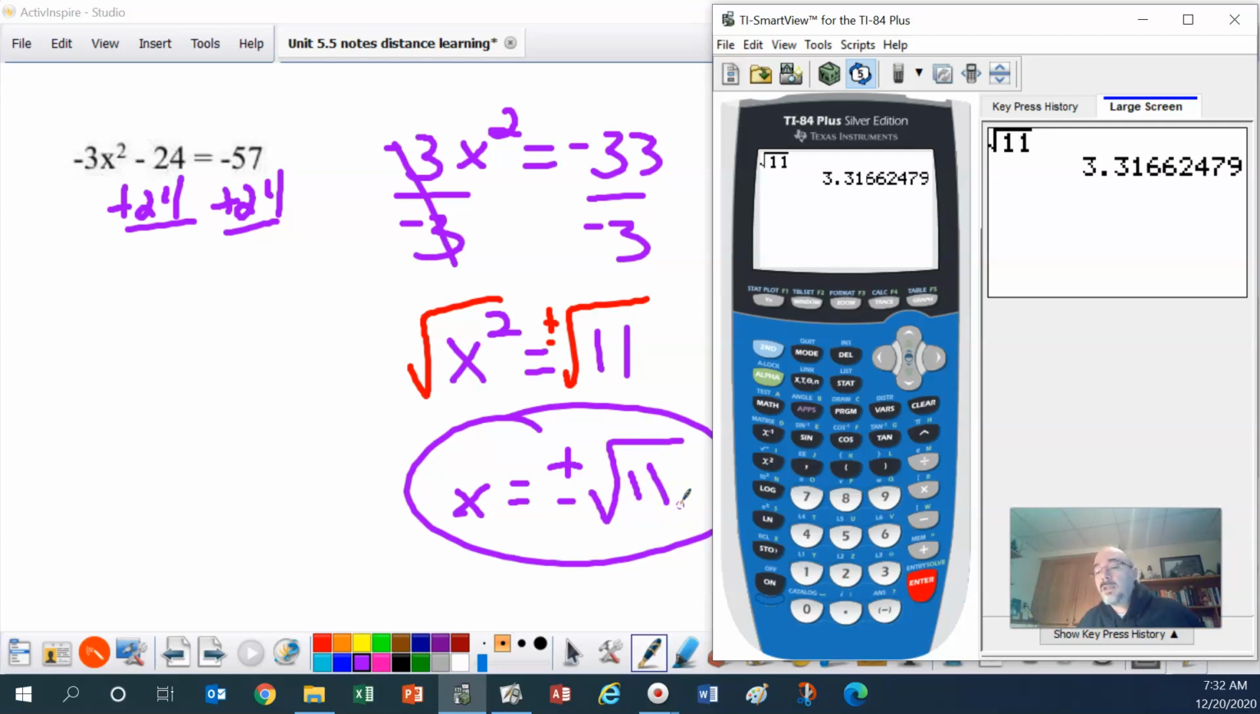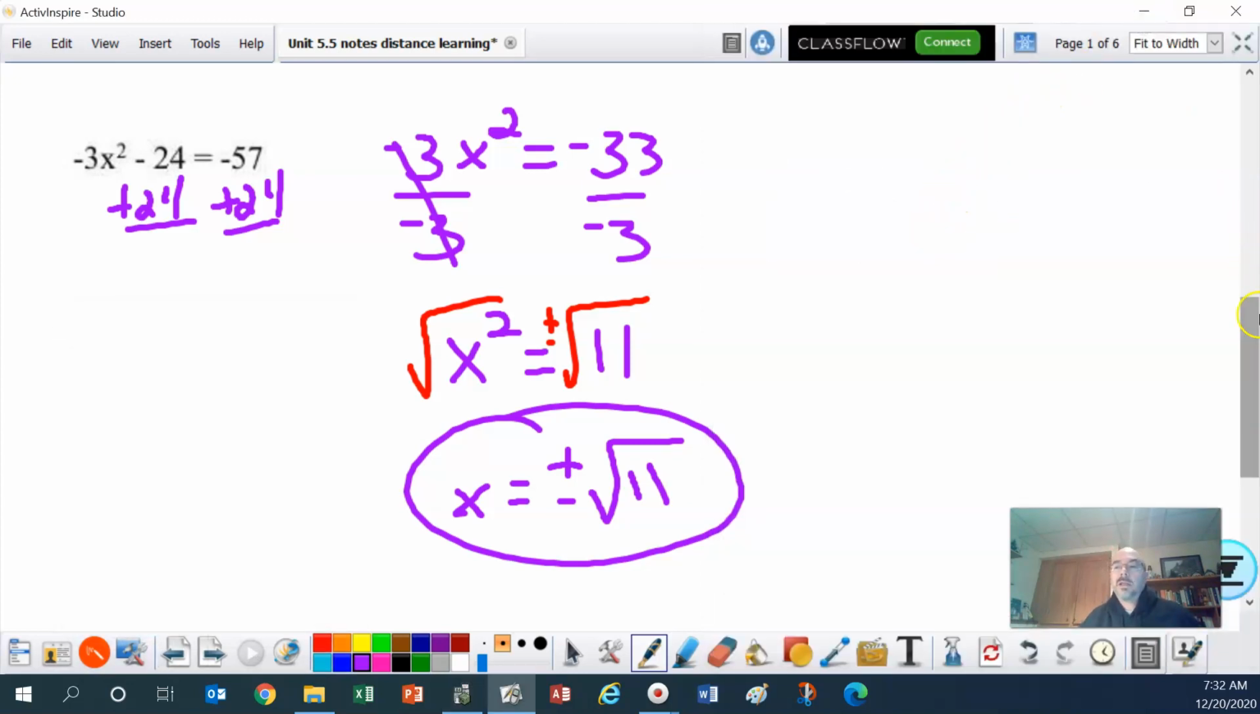Like the last problem, it was a 4. 4 was a perfect square. There, we could simplify it. But on this one, we're just going to leave it just like that. All right, let's keep going. Let's go to the next part.